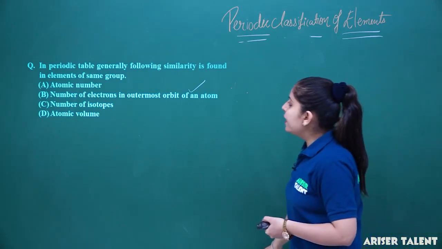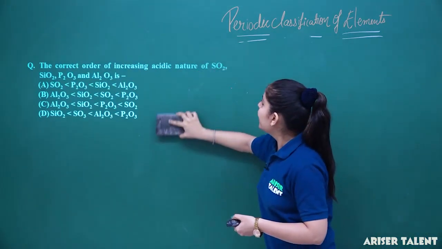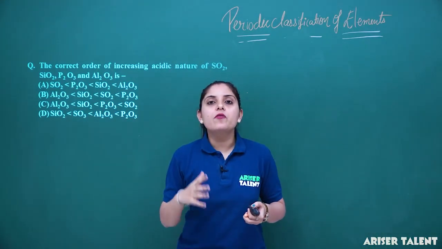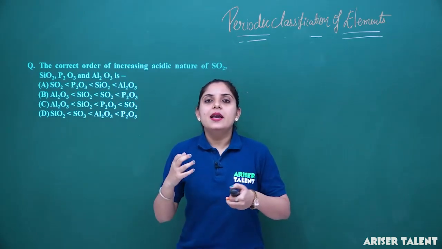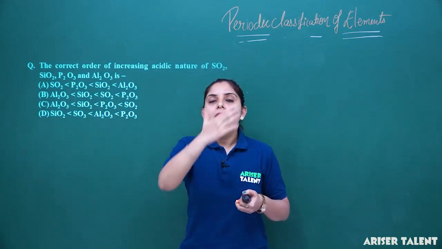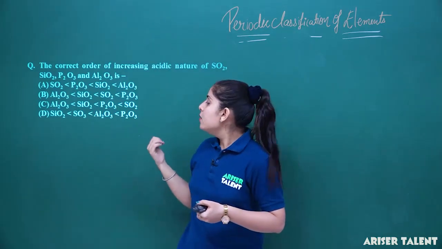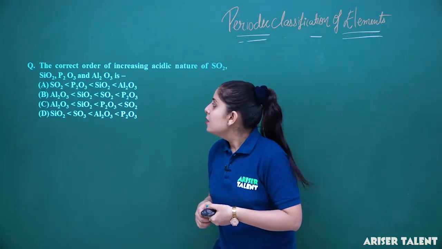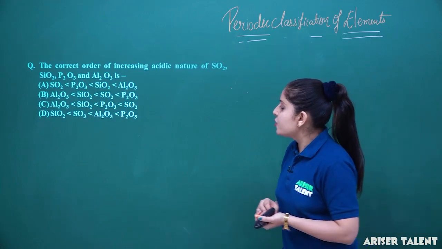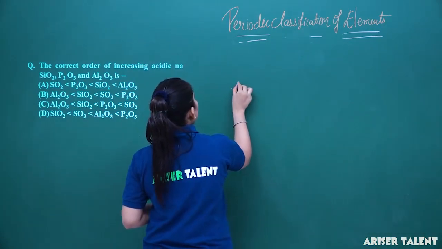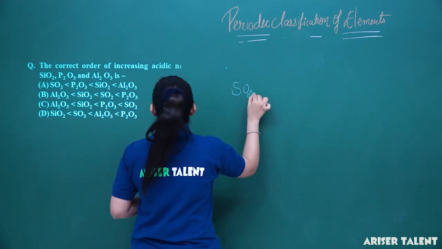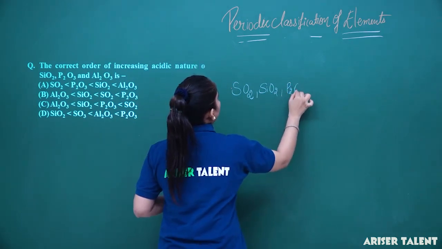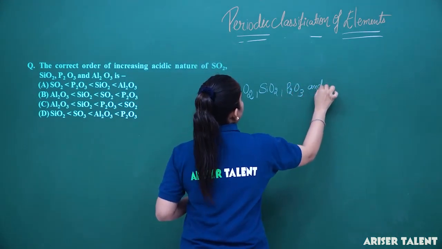Now, proceeding to the next question, we have: what is the correct order of increasing acidic strength? Now, you can see that in moving from left to right in the periodic table, the acidic character increases from basic to acidic, and we have amphoteric oxides too, which show the properties of both metal and non-metal. So let's have a look at the increasing acidic nature. Which oxides are provided here? Sulfur dioxide, SiO2, P2O3 and Al2O3.